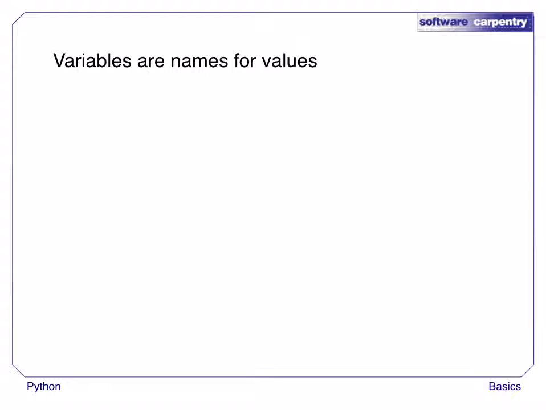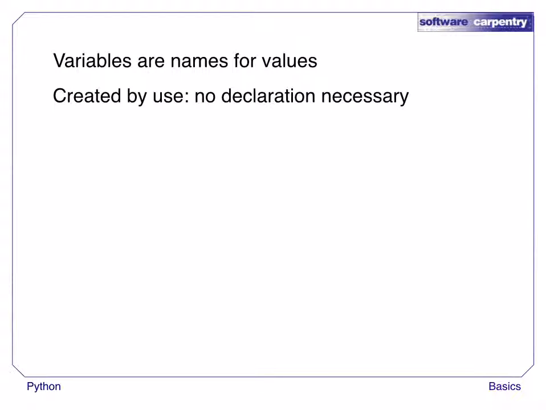Like other languages, it allows you to create variables. These are just names for values. But unlike compiled languages, Python variables are created by use. There's no need to declare them explicitly. For example, assigning the string Pluto to the variable planet automatically creates that variable. And we can print out its value to make sure it's right.